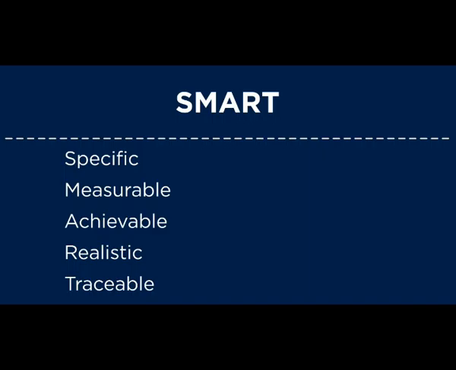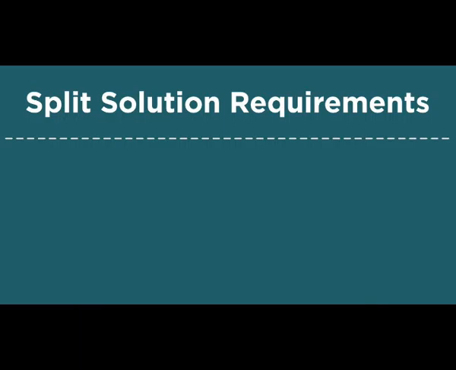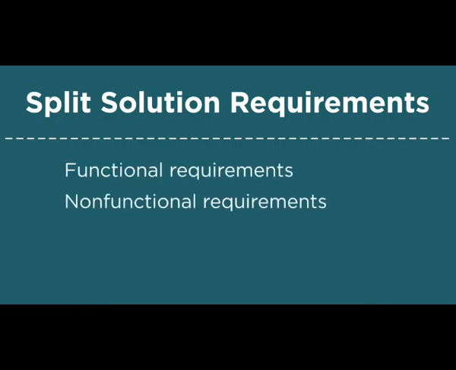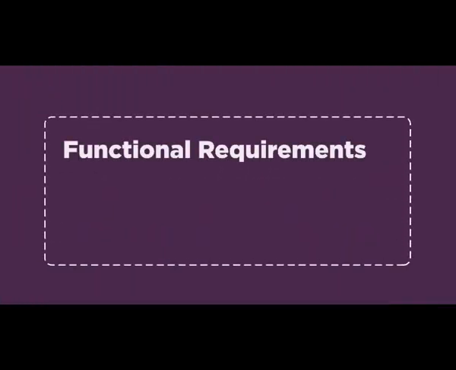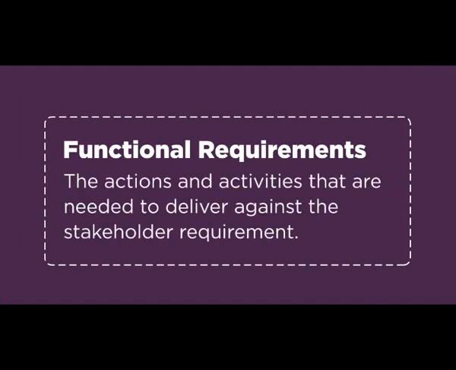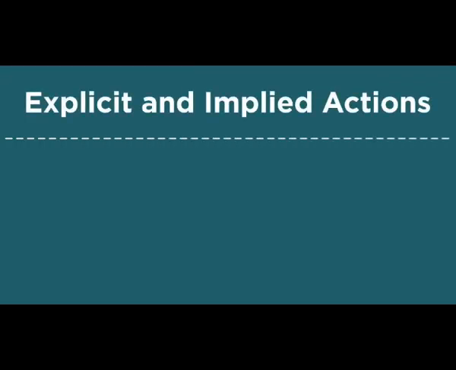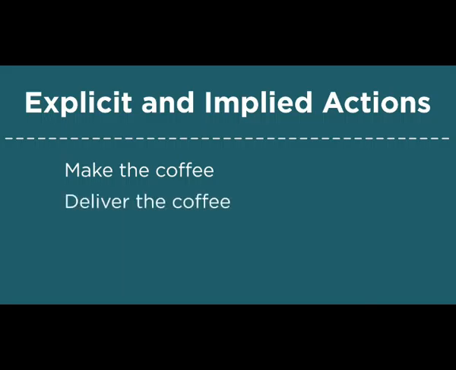To deliver the stakeholder requirement, we'll need to detail the solution requirements, and these are split into functional requirements and non-functional requirements. Once the stakeholder requirements are detailed enough, we need to understand the actions and activities that are needed to deliver against the stakeholder requirement. These are referred to as functional requirements. The best way to identify the number of functional requirements is to look at the explicit and implied actions required to deliver against the stated stakeholder requirement. Back to the example. We need to make the coffee and we need to deliver the coffee.